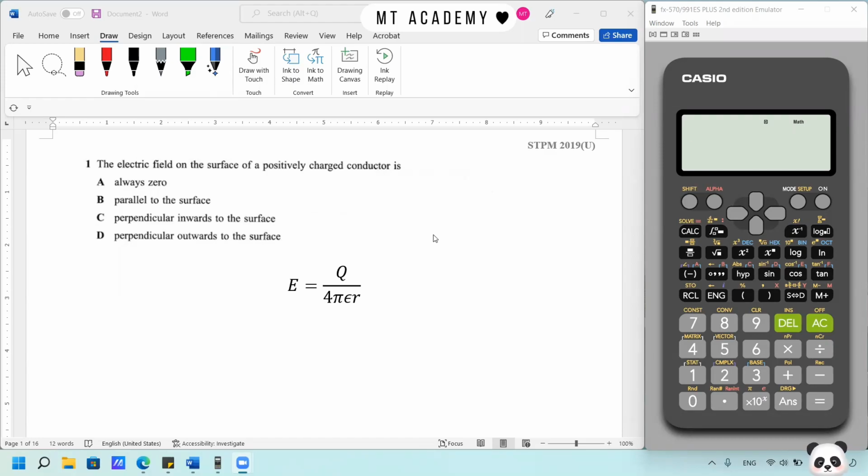So we'll continue with the discussion on the past year, which is the ulangan paper on STPM Physics 2019. Let's begin. So we have the first question, electric field on the surface of a positively charged conductor.